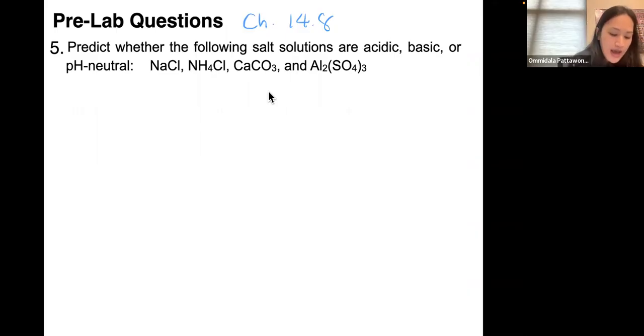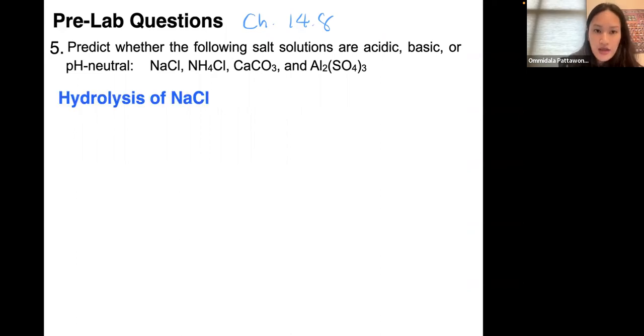Okay, so before I get into the analysis of this, I want to also mention that this analysis is going to be similar to the chemical equation that you need to answer for the pre-lab. Okay. So let's take a look at first sodium chloride.